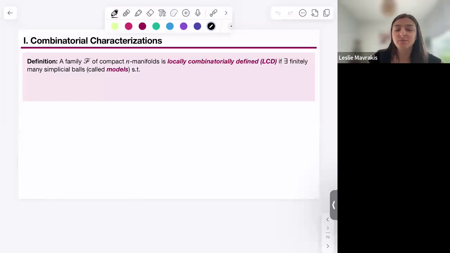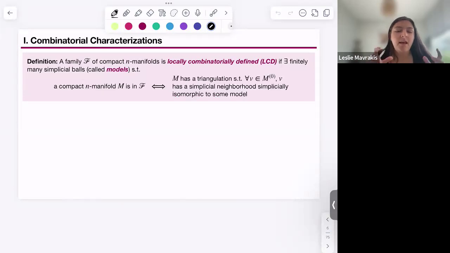If there exist finitely many simplicial balls, which we're going to call models, and you should think of these as finitely many triangulations of an n ball. So I have some family of compact n manifolds, probably a very big family. It might not be finite, but I do have these finitely many simplicial balls, and they have the property that a compact n manifold is in our family if and only if that manifold has a triangulation that locally looks like one of these models. To say that a little more precisely, M has a triangulation so that every single vertex has a simplicial neighborhood that's simplicially isomorphic to some model.